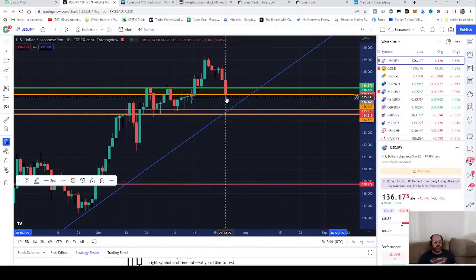So if, for example, we close below here, it's another case. Then we might go down at least to this line. But like I said, always wait for confirmations. Don't be this person that takes trades too early. So, like I said, with USD/JPY, we are only looking for long trades.